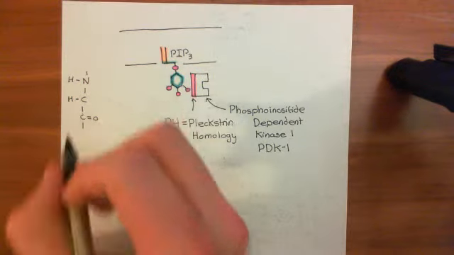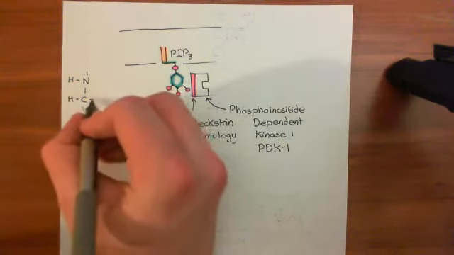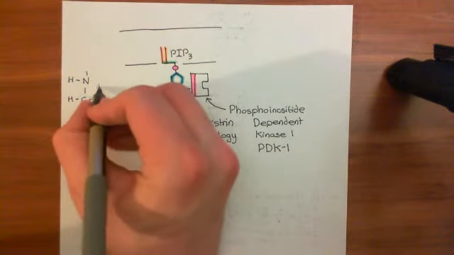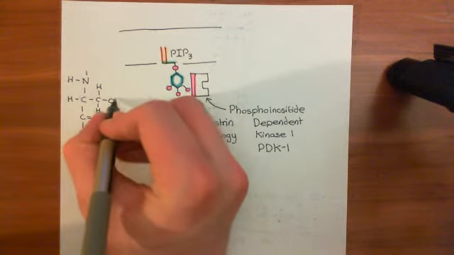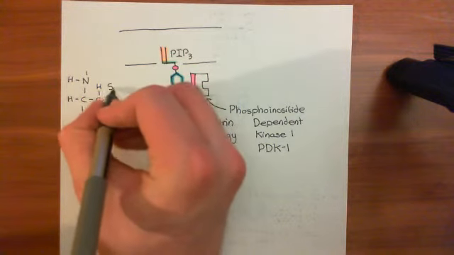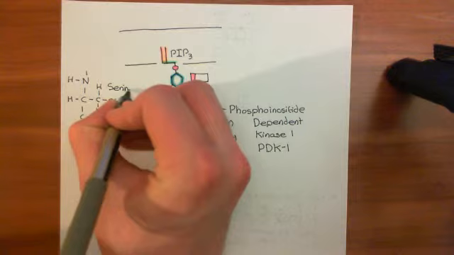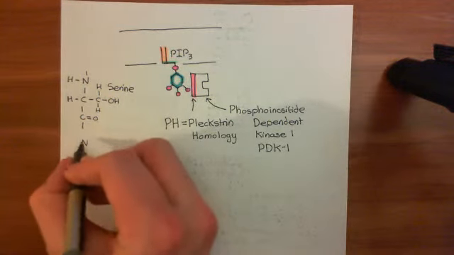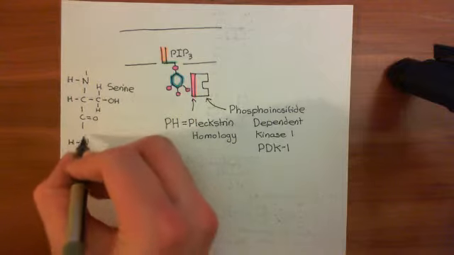So this is the core structure of an amino acid residue. And then the R group of a serine amino acid residue contains a methylene group, then with an alcohol group coming off it. Okay, so this is the structure of a serine amino acid residue. And then also we'll have a threonine amino acid residue here.